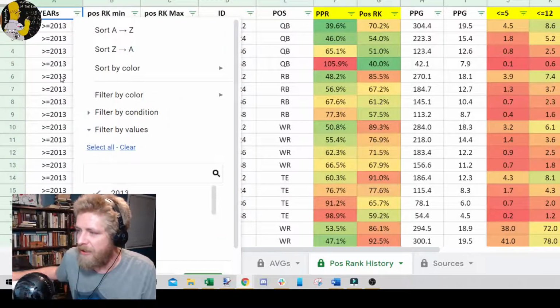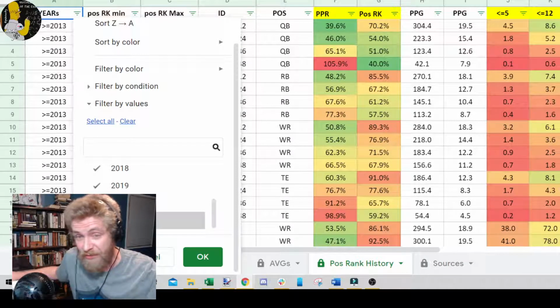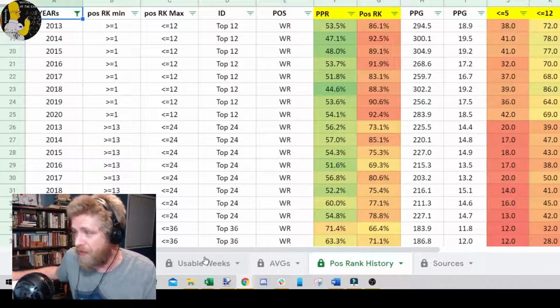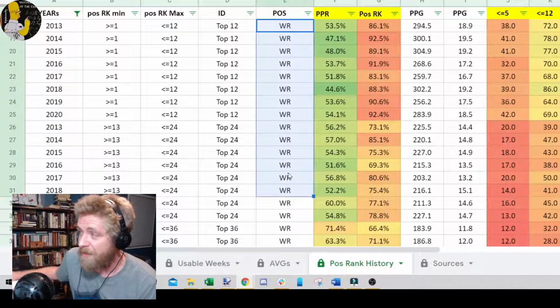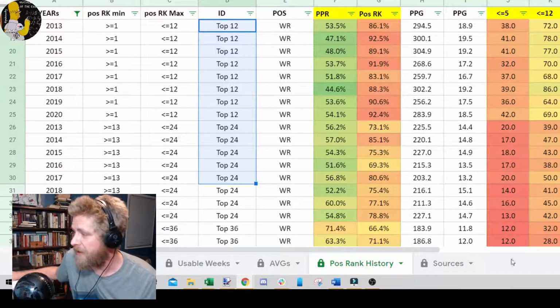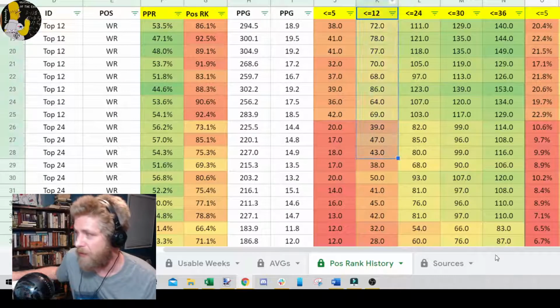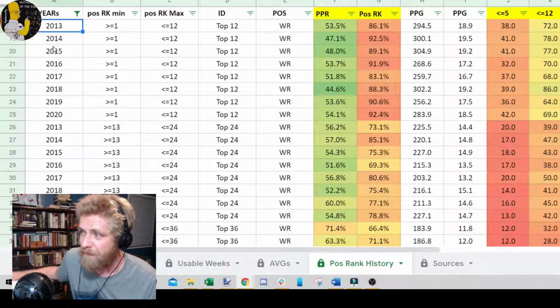But if we take out this average from 2013 to 2020, and just like the other seasons, essentially by position and by those different categories I was talking about, top 12, top 24, I wanted to look at the percentage of players finishing inside the top 24 and inside the top 12, but I wanted to look at it on a season-by-season basis.